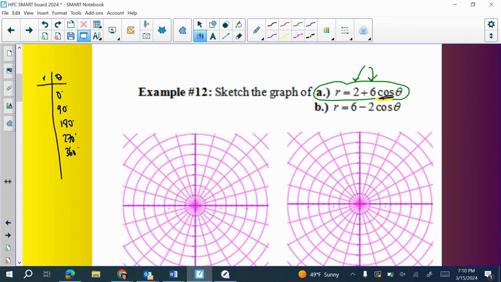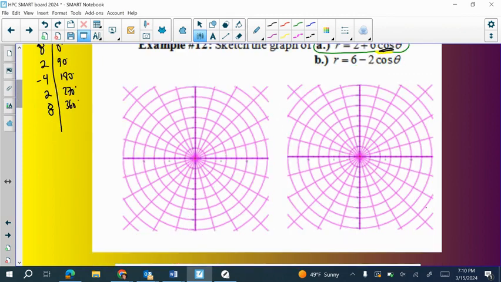So again, thinking about cosine of 0 is 1. 1 times 6 is 6, and 6 plus 2 is 8. 90 degrees is nothing for cosine, so we just have the initial 2. 180 is negative 1, so we've got 2 minus 6, so negative 4. 270 gives us another value of 2, since cosine of 270 is nothing. And back to 360, which is the same thing as 0. So when I graph this, I'm starting at 8, 0. So put a star, 8, 0.